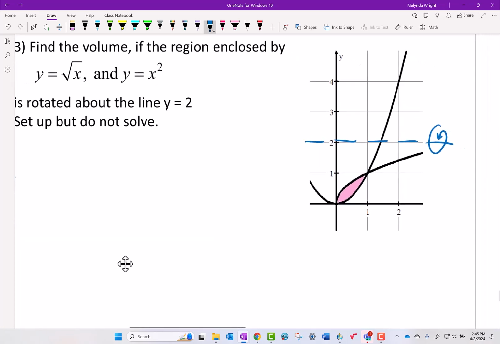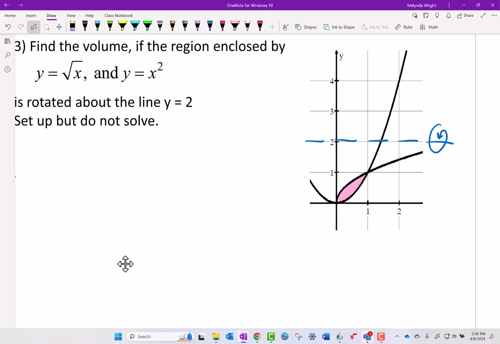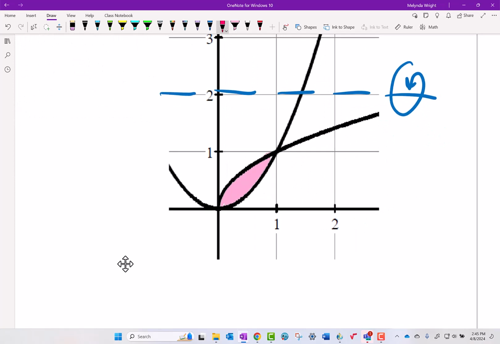Now, remember, we're measuring from the axis of rotation. So let's make this a bit bigger. I go from here all the way to the far side of the figure. That is big R. And then I go from here to the closest side of the figure. That's little r.